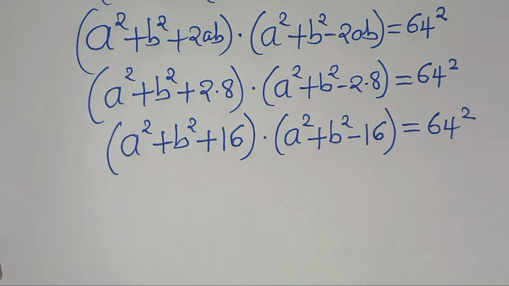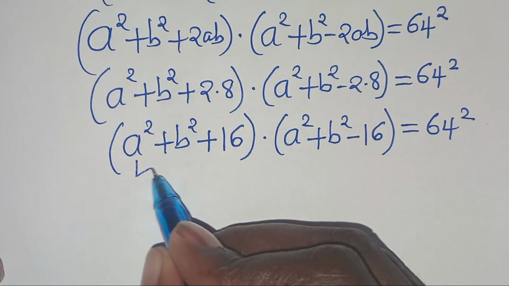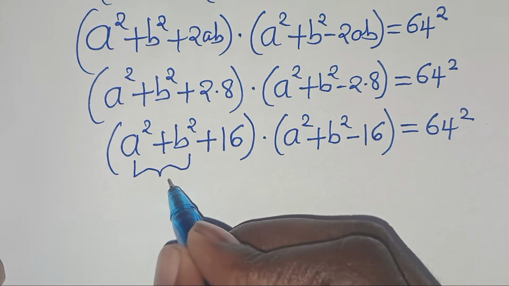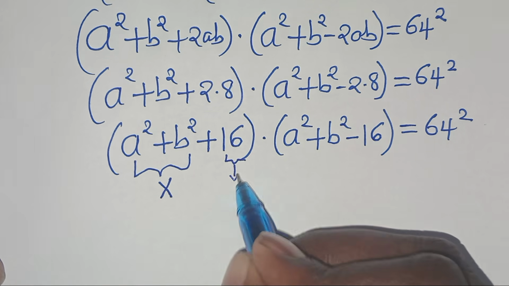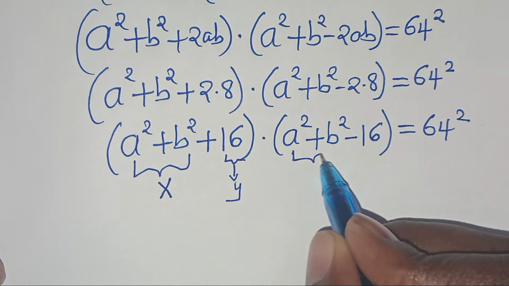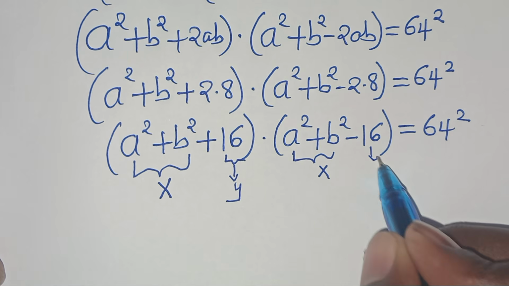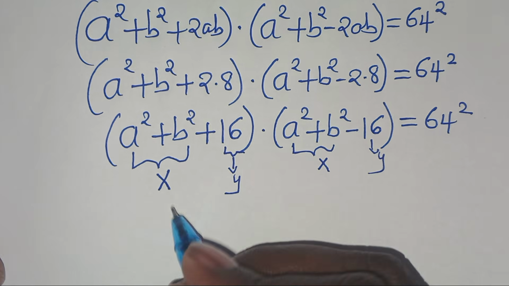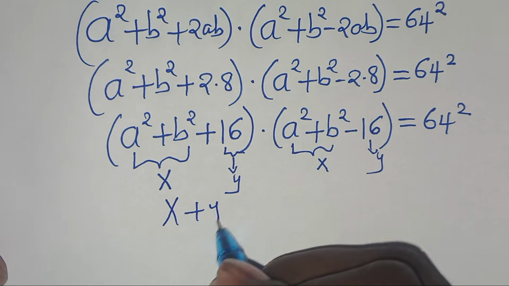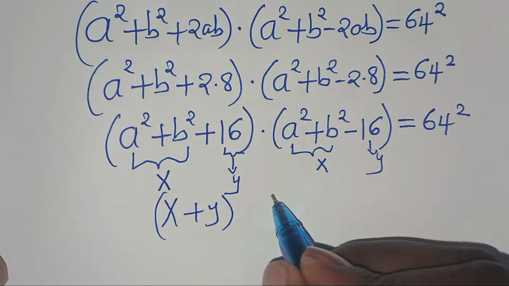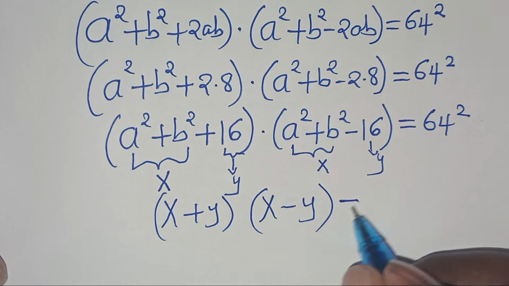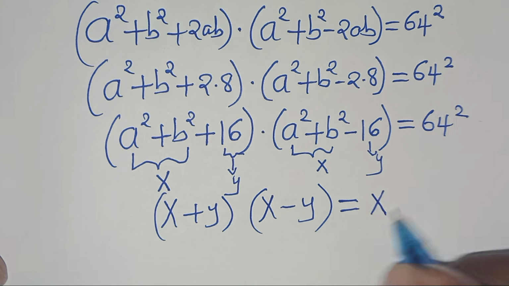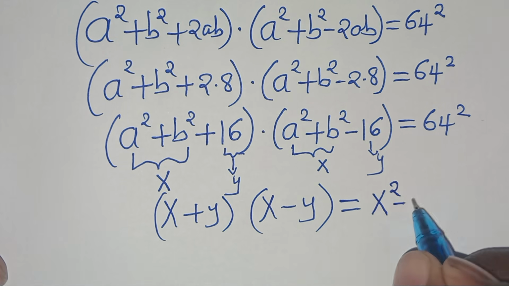Now the next step is that this particular part here is the same thing as x, and we have 16, this is the same thing as y. So this is x and this is y. This means that x plus y multiplied by x subtract y, this is the difference of two perfect squares, which you can express as x squared minus y squared.